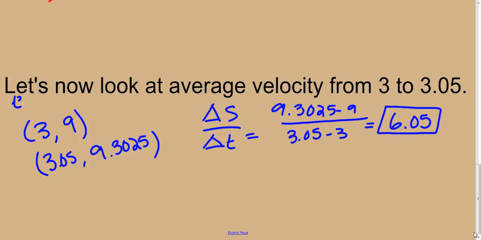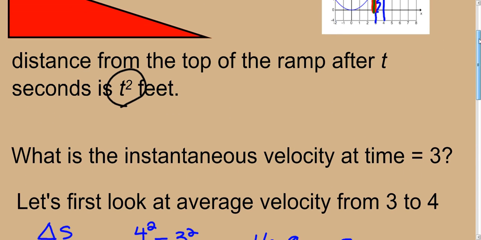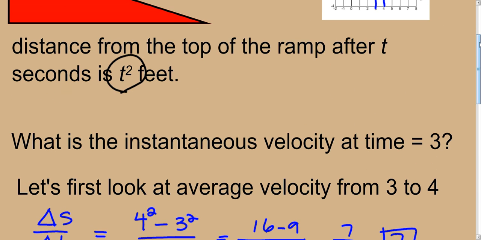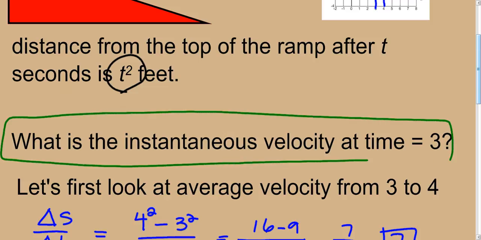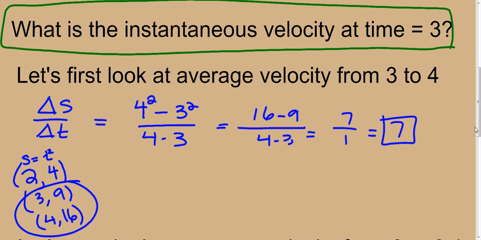Now, here's the deal. I want to know what the velocity is. My grand question for this whole thing is, what is the instantaneous velocity at exactly 3 seconds? We talked about how you can't really find it exactly at 3 seconds, because if you freeze time at 3 seconds, technically the object is frozen too. So what you want to do is look at closer and closer and closer increments to that actual number. I'm getting closer and closer to 3.